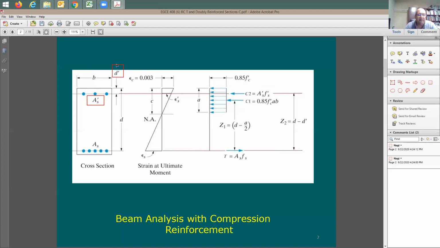So, okay, what does it mean? Now let me put all the forces. To find out the forces, first you need to have the strain distribution. So the strain is going to be uniform like this.